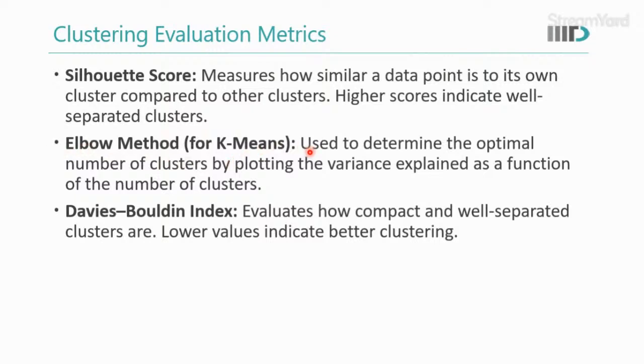The elbow method is for k-means clustering, where we determine the optimal number of clusters by plotting the variance explained as a function of the number of clusters. This is used to see how many clusters we can make. The Davies-Bouldin index evaluates how compact or well separated clusters are. Lower values indicate better clustering. So these are the evaluation metrics.